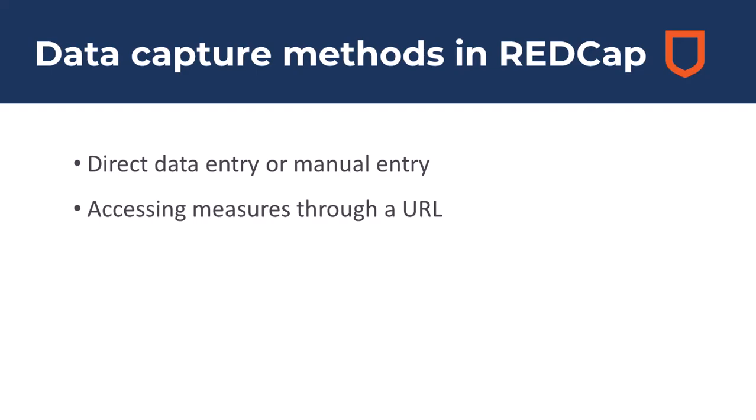The second way to capture data is to generate a URL or link for the survey. The link can be made publicly available or sent to a specified list of participants. And this allows the participants to enter their data themselves without the researcher.